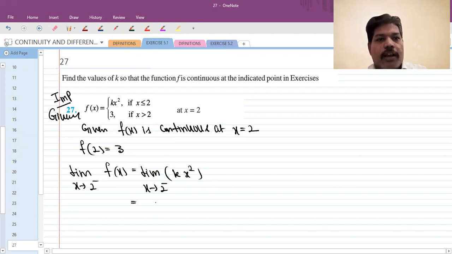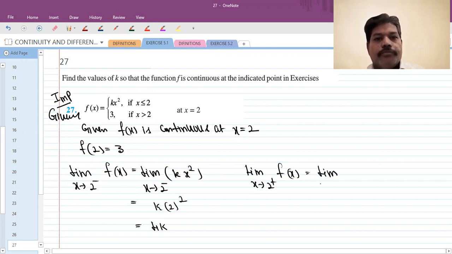So automatically, in the place of x, replace the 2. So k into 2 square will become 4k. Similarly, we can calculate the right hand limit also. What is the right hand limit? Limit x tending to 2 plus f of x. If x is greater than 2, then f of x will become 3 only. So this value will become 3.